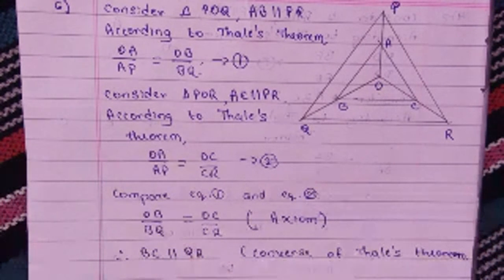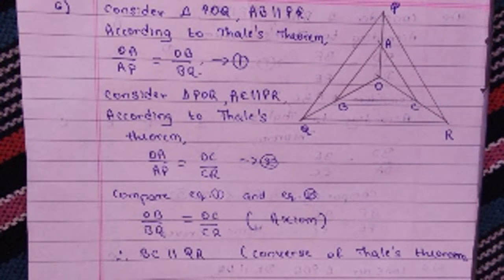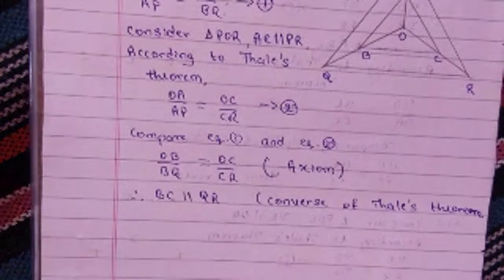And now I'll go to the next problem, that is question number 7. Using theorem 2.1, prove that the line drawn through the midpoint of one side of a triangle parallel to another side bisects the third side. For that I'll draw a small diagram here.